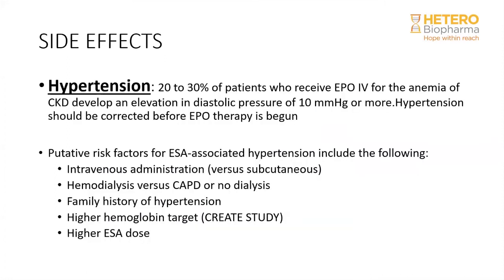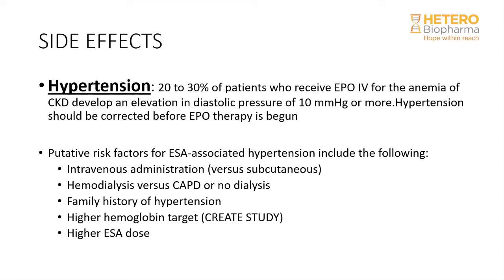A couple of slides on the side effects. Not much. I wouldn't be talking too much about hypertension because everyone knows that before starting EPO, you need to have the blood pressure below the 95th centile for the age. You make sure that the blood pressure is well under control, because 20 to 30% of patients who receive intravenous EPO have diastolic pressures elevating by about 10 millimeters of mercury. So intravenous is more likely to be associated with hypertension, and if someone is hypertensive, withhold the EPO at the start, control the hypertension, and then start the EPO.